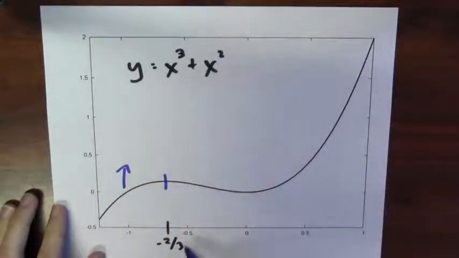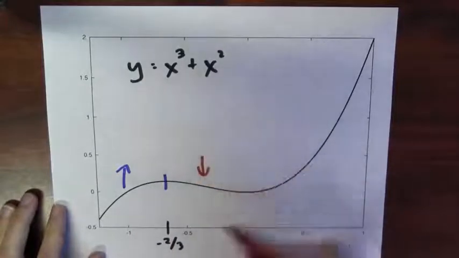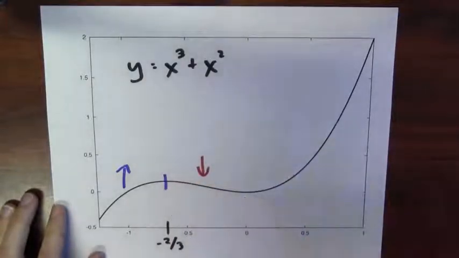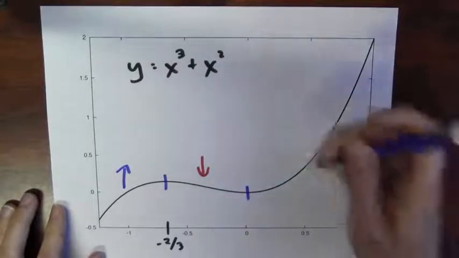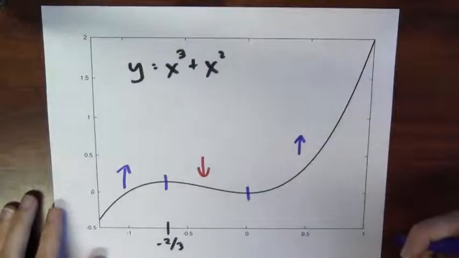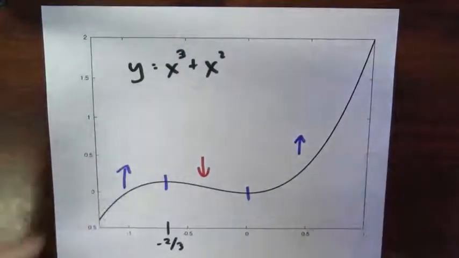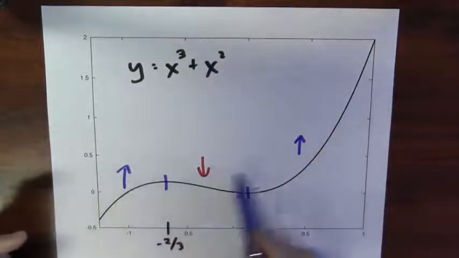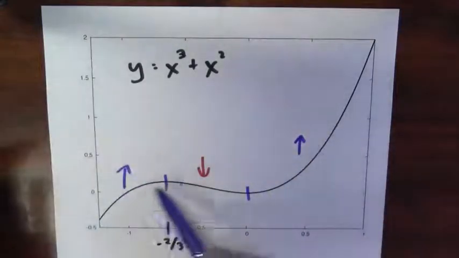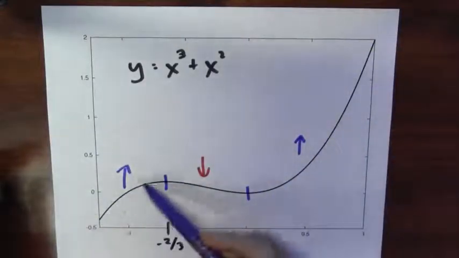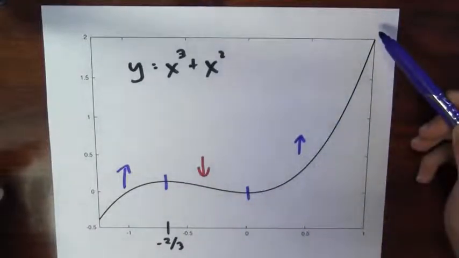Now once you get to minus 2/3, the derivative is 0, but then between minus 2/3 and 0, the derivative is negative, and indeed the graph is moving down until you get to 0, when the derivative of this function is positive again and the graph is going up. Look, the sign of the derivative, positive, negative, positive, is reflected in the direction that this graph is moving. Increasing, decreasing, increasing.